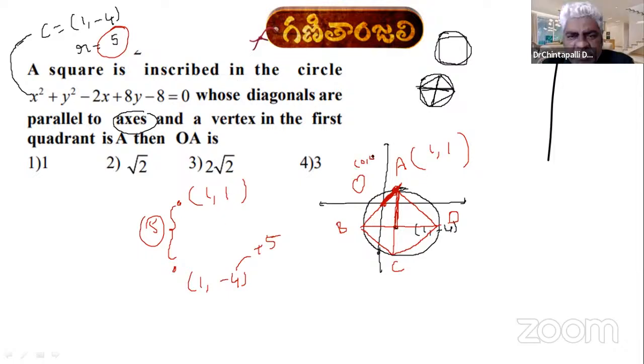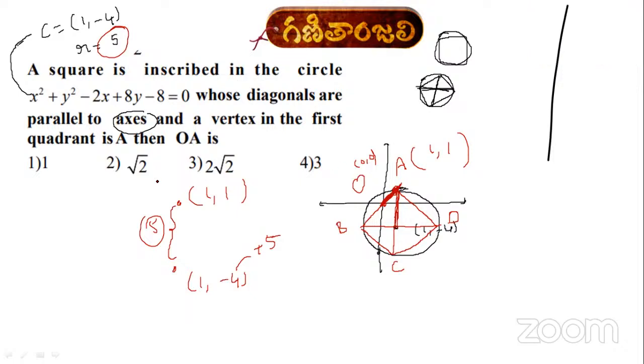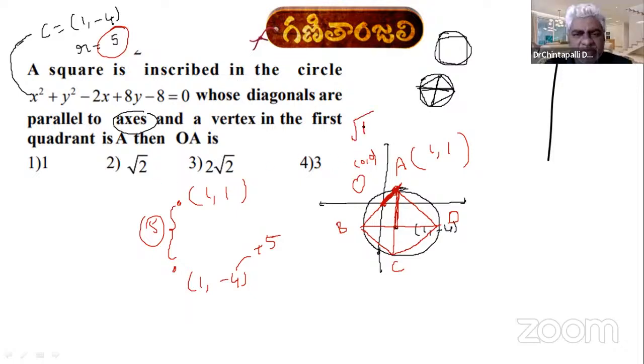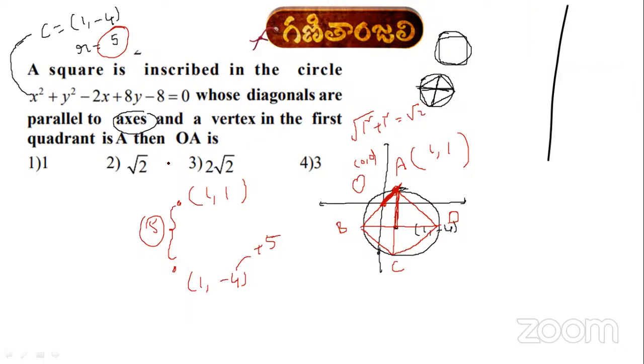Coordinates of O are 0, 0. Very simple. What is OA? O is 0, 0. A is 1, 1. So OA is √2. Simple. Root of 1 square plus 1 square. Tanika, have you got it? Did you understand, Tanika? Yes, sir. Option.